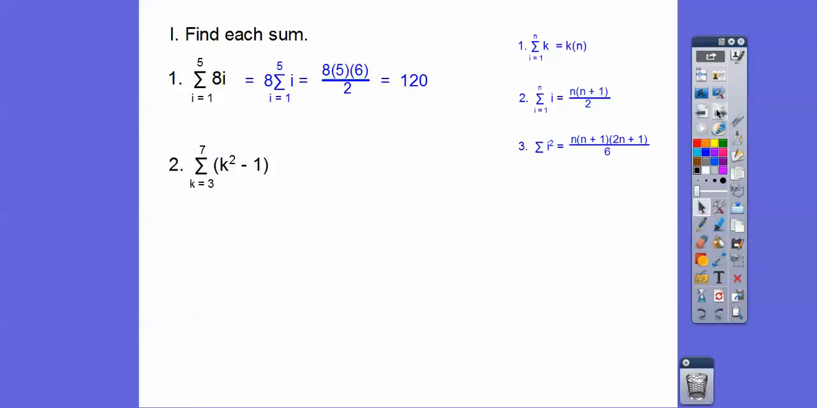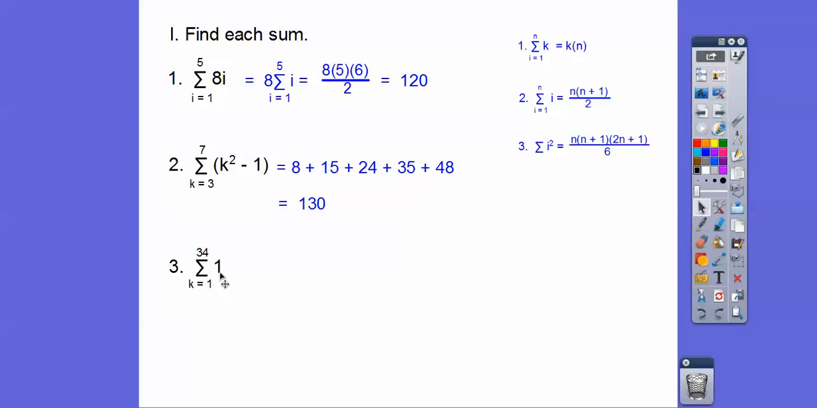So if it doesn't start at 1, you guys, then you just have to plug in 3 squared minus 1 plus 4 squared minus 1 plus 5 squared minus 1, plus all the way up to 7 squared minus 1. So here's 3 squared minus 1, here's 4 squared minus 1, here's 5 squared minus 1, 6 squared minus 1, 7 squared minus 1. You start at this one and go all the way up to this one. These formulas only work if we start at 1, okay? And those add up to 130 right there. Almost done, you guys.